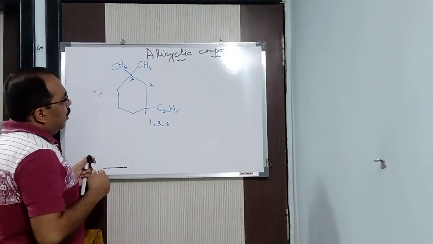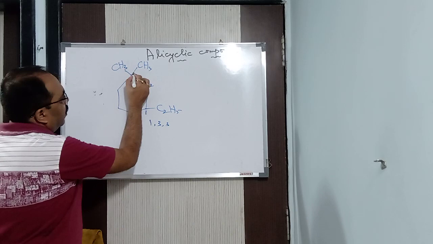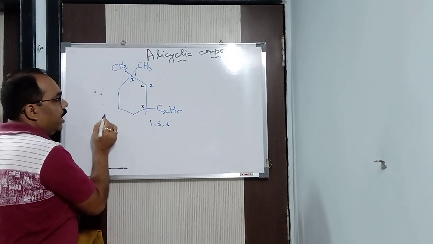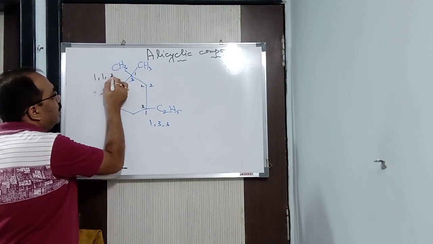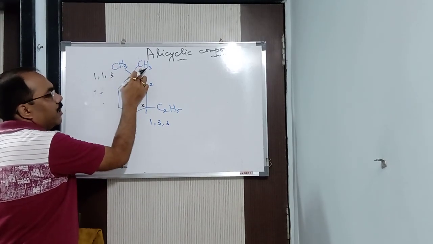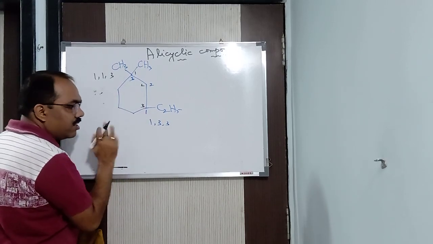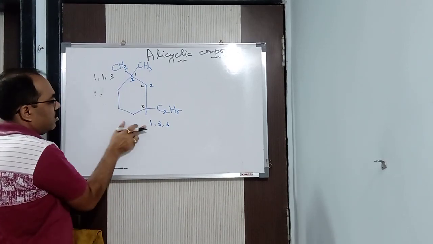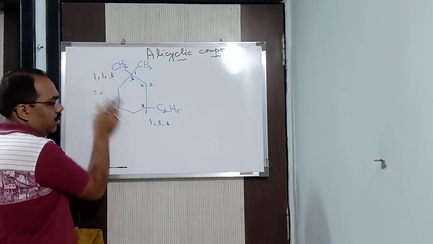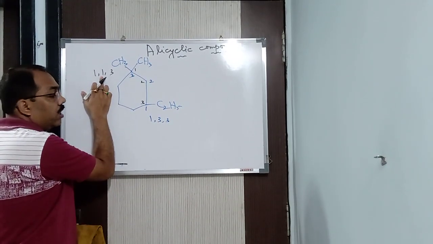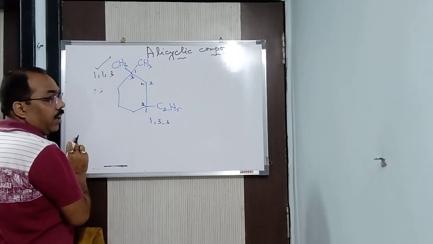Now you will say, sir, I want to start the numbering from here: 1, then 2, then 3. Then what do I get? I get 1, 1, 3. On the first position 2 are there, 2 methyl, so 1, 1, and on the third position ethyl is there: 1, 1, 3. Now tell me which is the lowest. First point of difference you will see. 1, 1, both are same. Then this is 3 and this is 1. Then which one should I take? The lowest number. So this is correct.